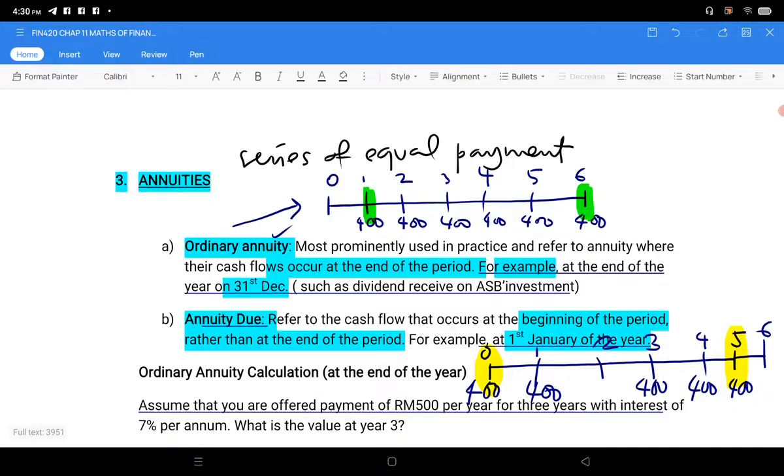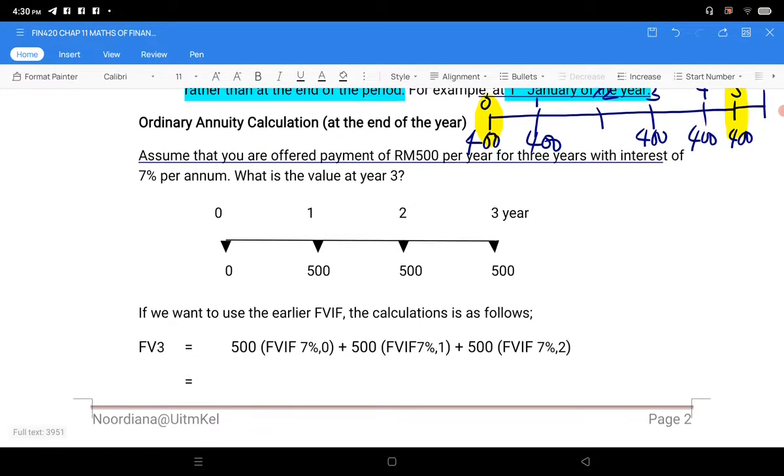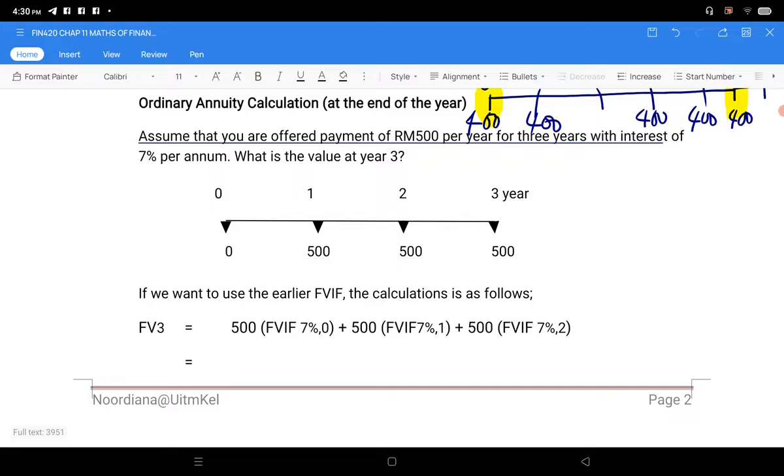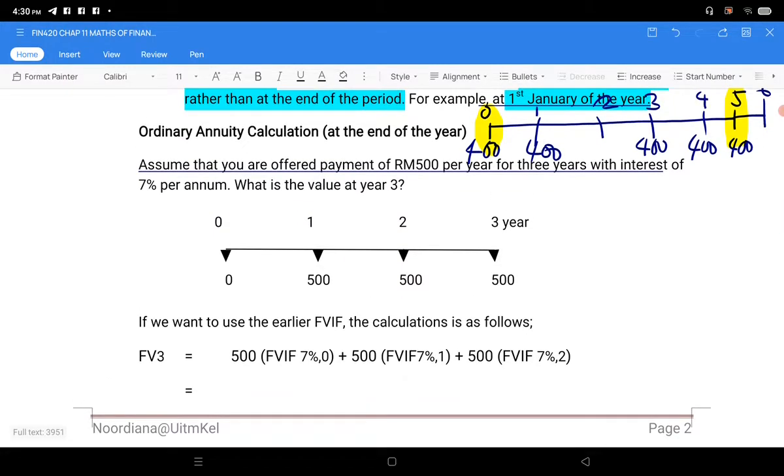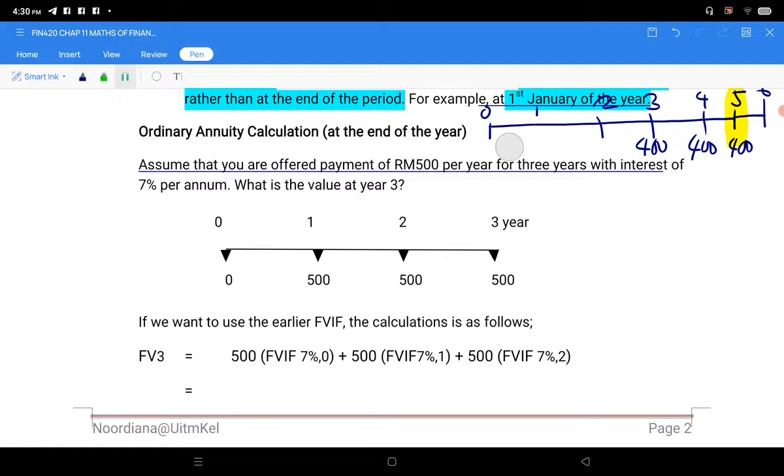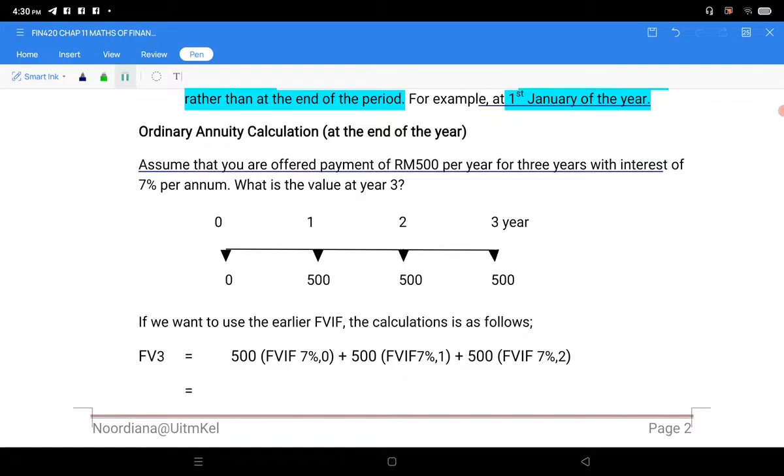Right. So, this one, for example, assume that you are being offered payment of 500 per year for 3 years. Nampak, for 3 years, 500 per year. Saya sapu this one. I'm erasing this one first. Okay. For 3 years, okay. So, with interest of 7% per annum, what is the value at year 3? So, the question is asking us to calculate the future value at the end of year 3 maybe, right?